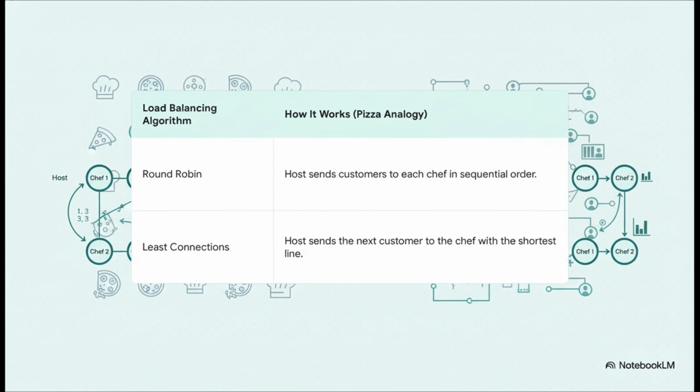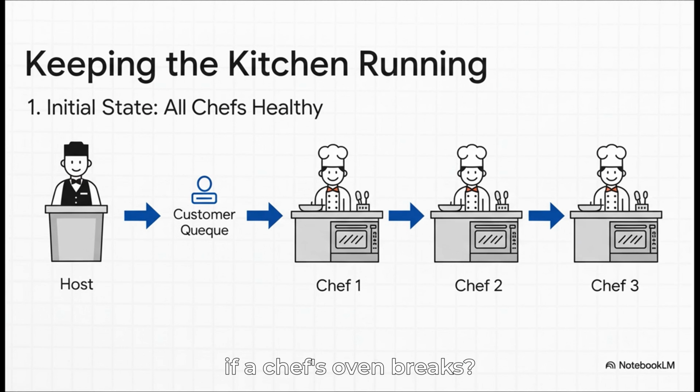Makes sense, right? Okay, but what happens if a chef's oven breaks? Or they run out of cheese? The host needs to know about that fast. This is where health checks come in. The host is constantly, quietly checking in on each station. You good? You good? You good? If one chef doesn't respond or says they're having trouble, the host immediately stops sending people their way. That's called failover. The traffic gets rerouted to the healthy chefs, and the customers never even notice there was a problem. One little hiccup doesn't bring down the whole restaurant.